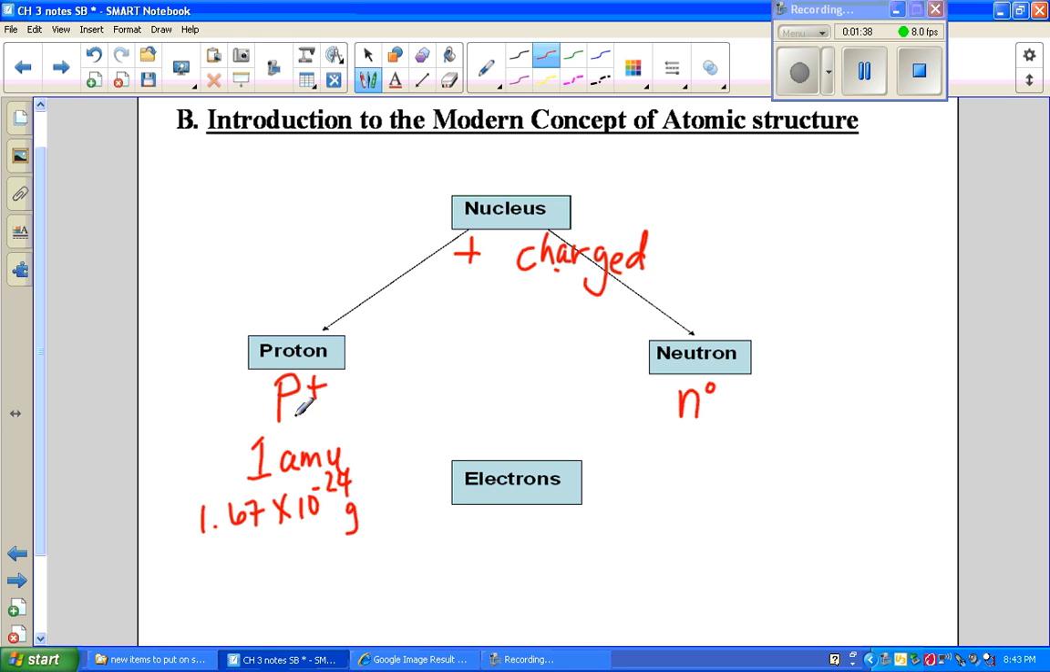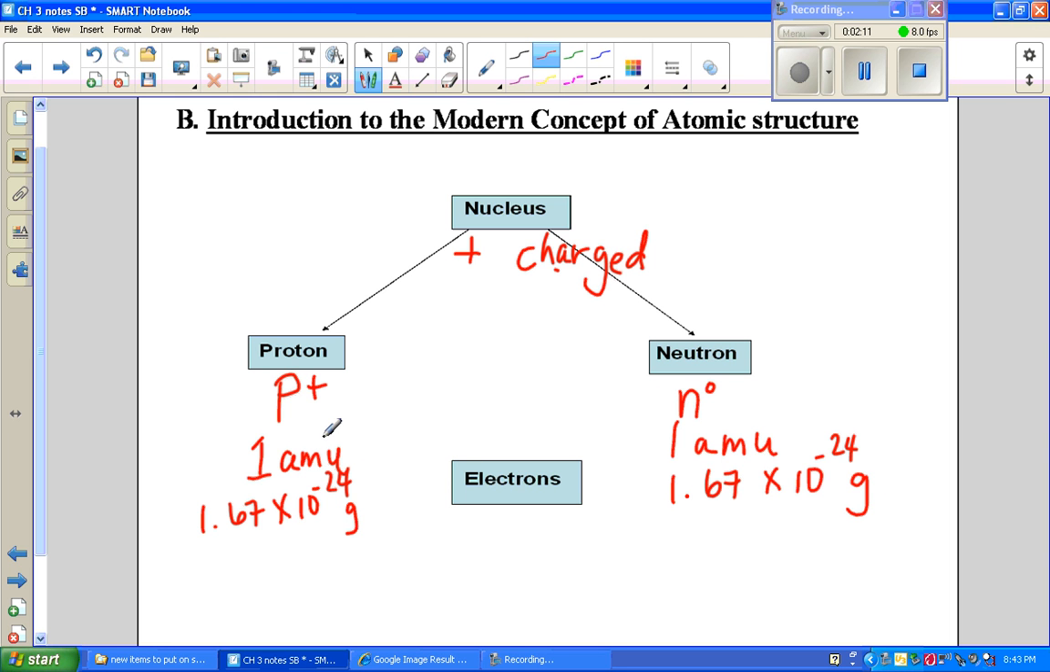Well, when you take a look at a proton, we also say a neutron is also made up in the nucleus, and a neutron is also equal to 1 AMU. Now, the mass here is slightly different, but when you round it, it's going to be the same. And so that is also equal to 1.67 times 10 to the negative 24th grams. Incredibly small. So it's just much easier to say that one proton equals one neutron, which is equal to 1 AMU.